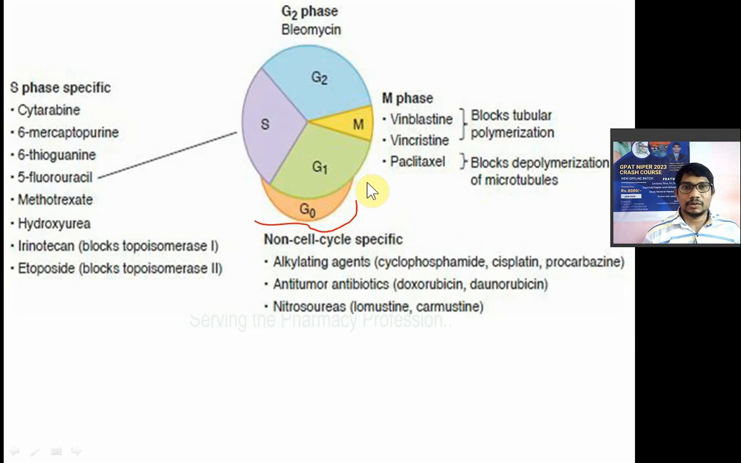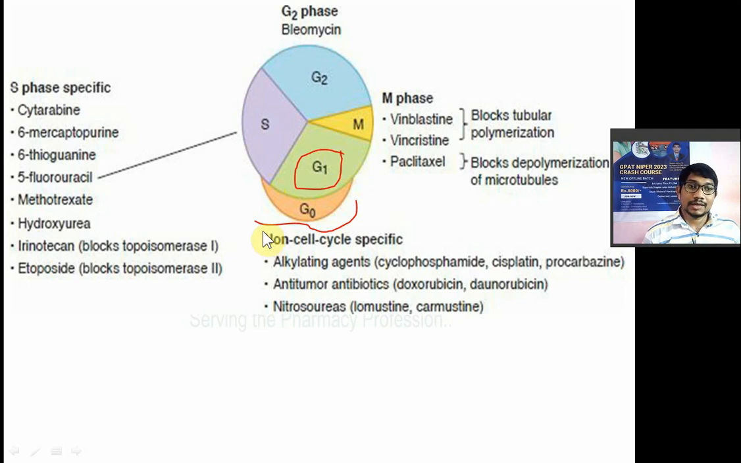Now the G1 phase is known as the pre-synthetic phase. Here the cell will synthesize the raw material and the enzymes required for the synthetic phase.